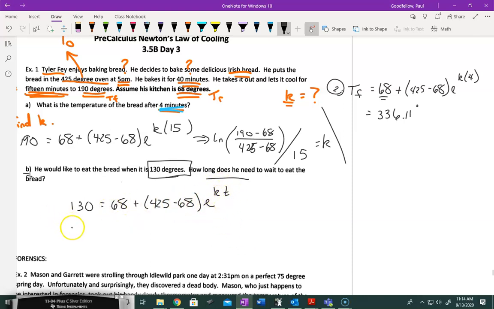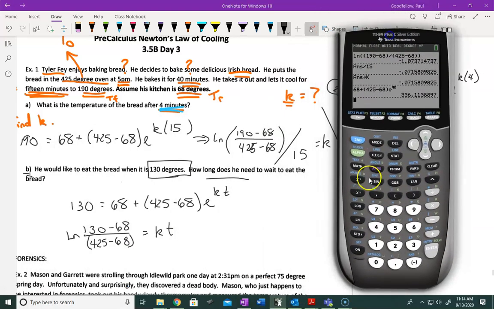130 is the final temperature that he's searching for. 68 plus 425 minus 68 e to the kt, and he's solving for t in this particular case. Again, it's all based on algebra. We'll subtract 130 minus the 68. We'll divide by 425 minus 68 underneath. To get the e to disappear, we take the ln of both sides, and ultimately the ln would equal kt, and we know k, so we can divide it in.